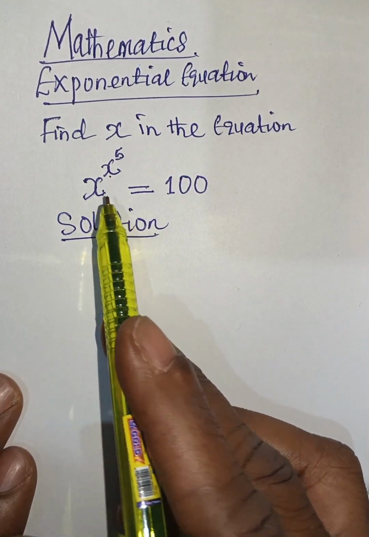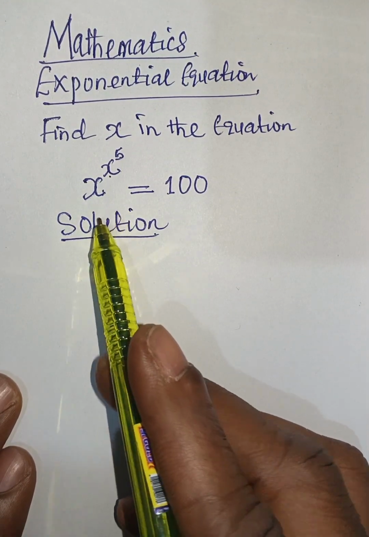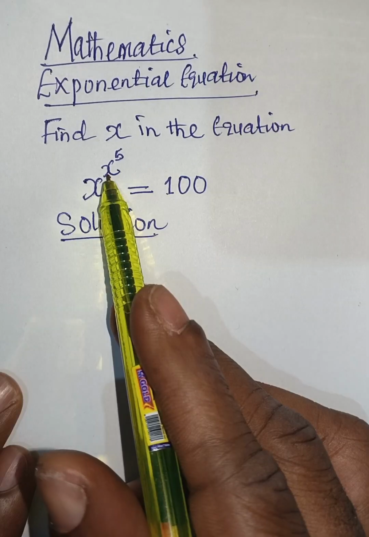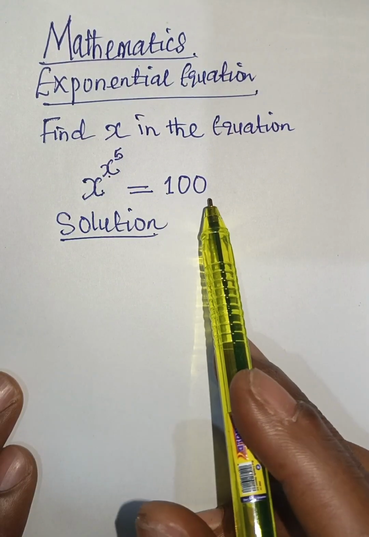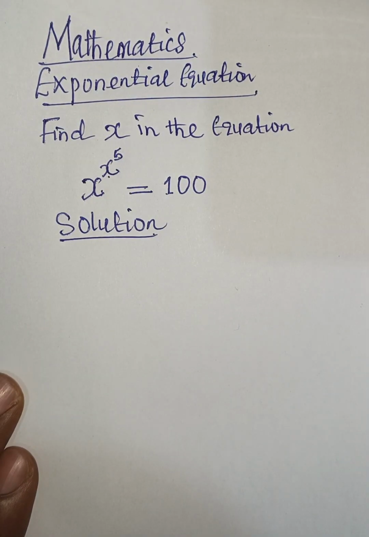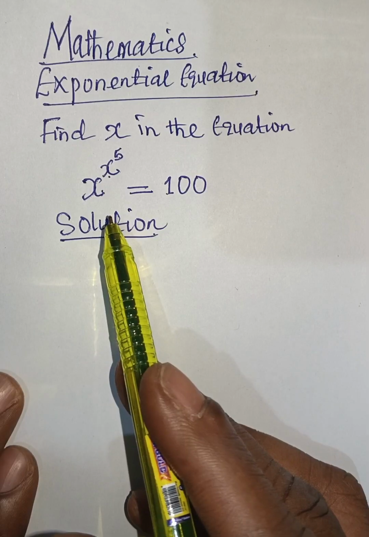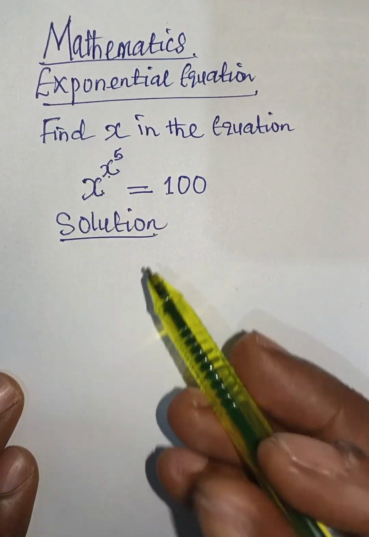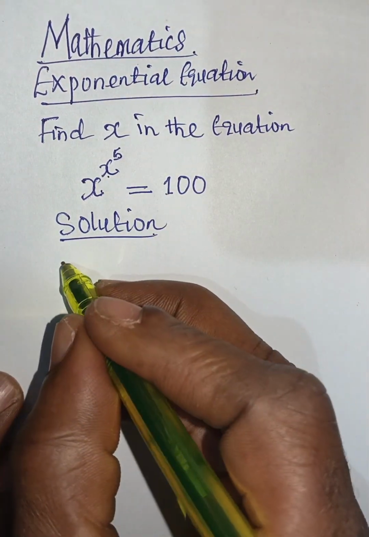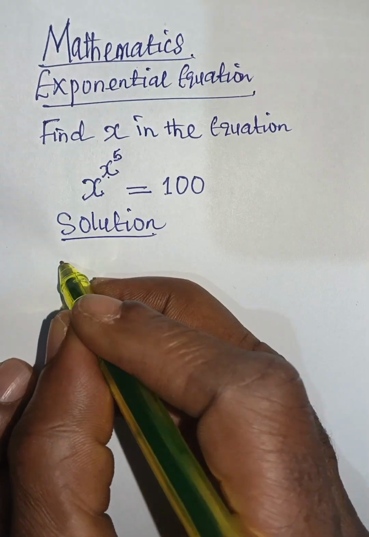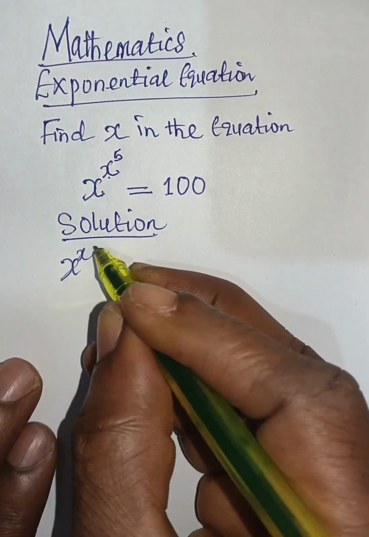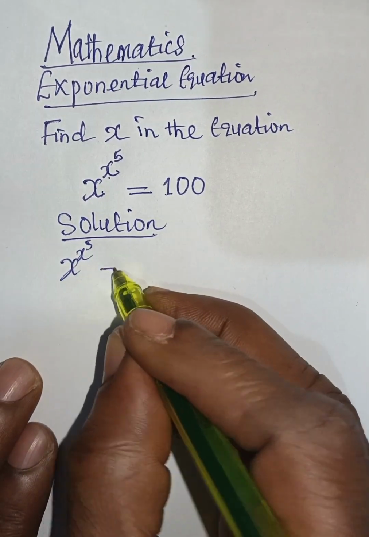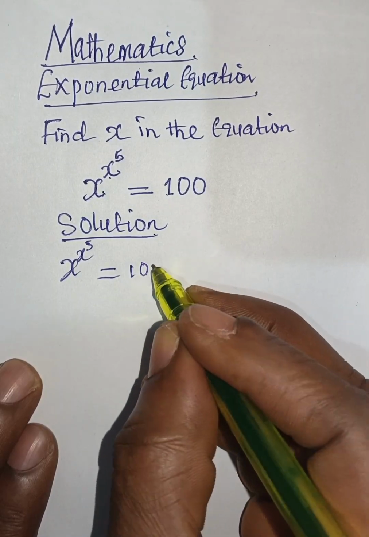Okay, let's look at this exponential equation. x to the power of x to the power of 5 equals 100. I'm going to apply the shortest approach to this. Now, let me rewrite the question here: x to the power of x to the power of 5 equals 100.